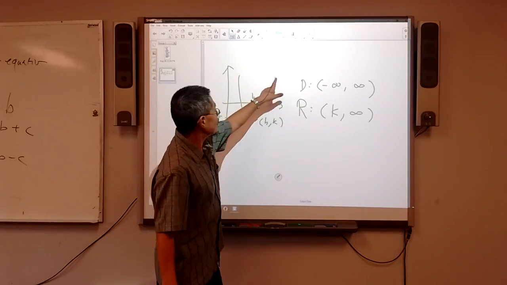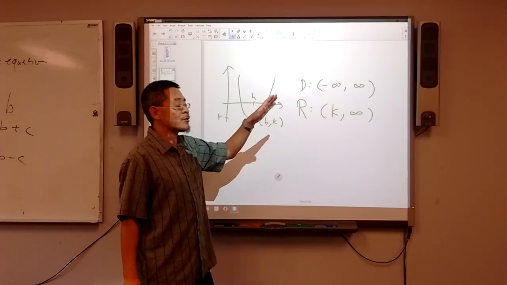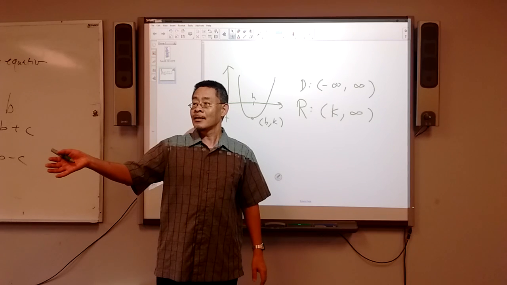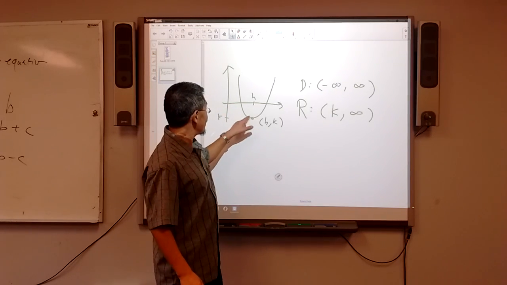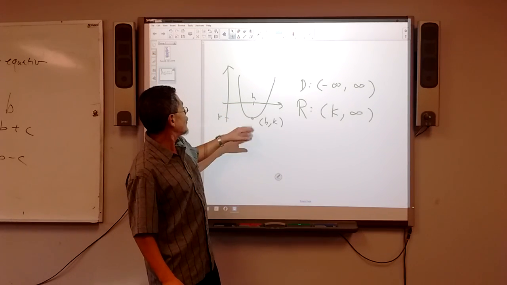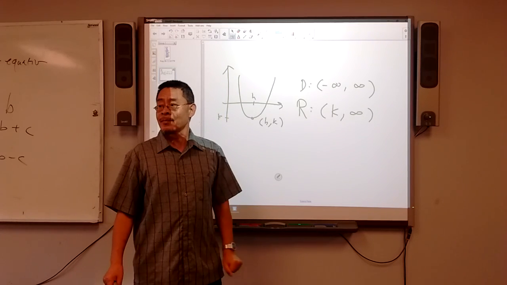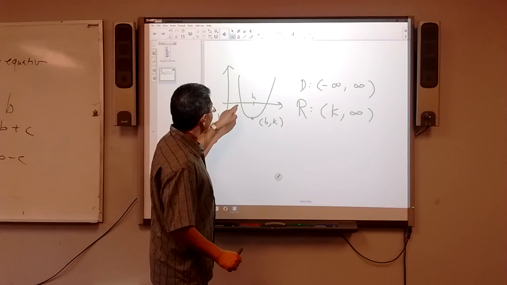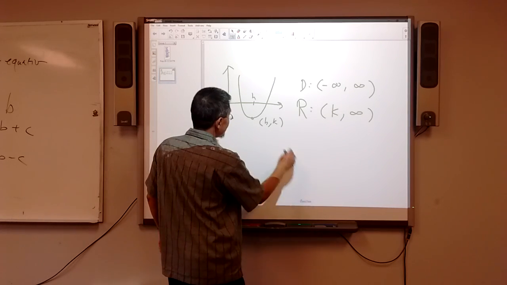Because we have this function now, it's different from a linear function. For a linear function, our range is from negative infinity to positive infinity. Right? But not this one, because we have no values down there, below k. Everything is up there.